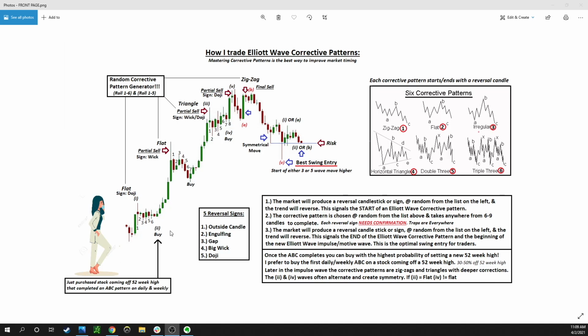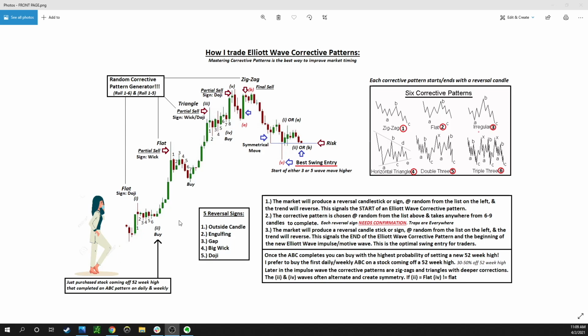breakout trading system. I trade a mean reversion trading system, which is really where price reverts back to an average, typically the 20-period simple moving average. So we're looking to buy after an ABC correction has occurred. These corrections generally take between 6 and 9 candles to complete. Every reversal sign needs confirmation. There are traps everywhere in the market.